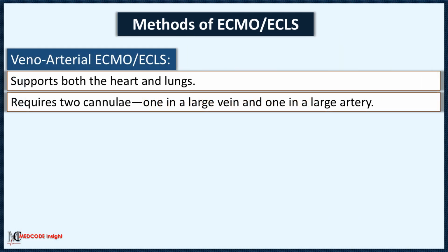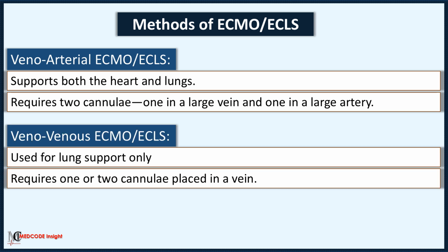There are two methods that can be used to accomplish ECMO or ECLS. One method is veno-arterial that supports both heart and lungs. Veno-arterial requires two cannulas. One is in the large vein and one in the large artery. The other method is veno-venous. Veno-venous ECMO or ECLS is used for lung support only and requires one or two cannulas which are placed in a vein.